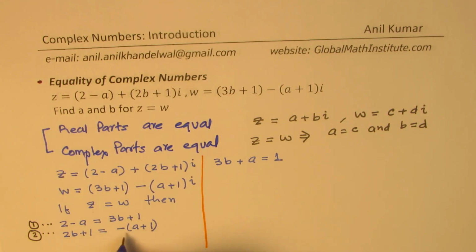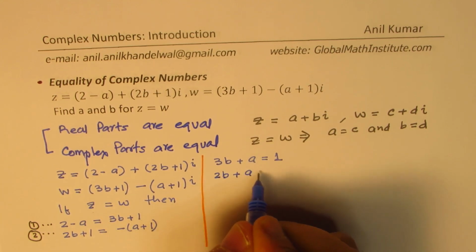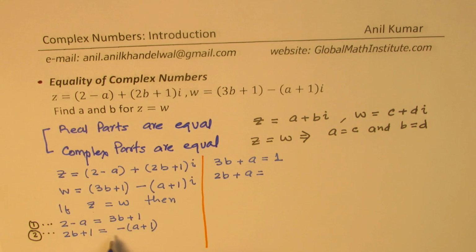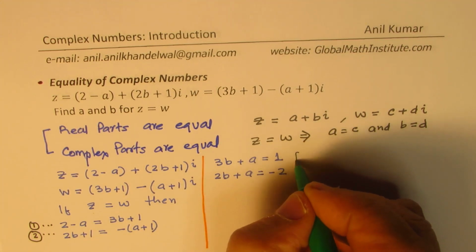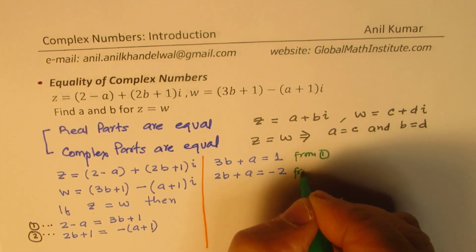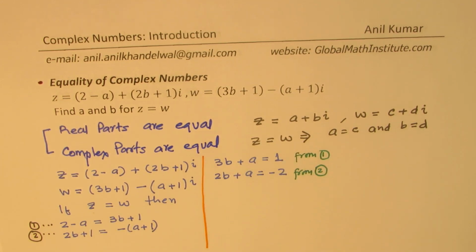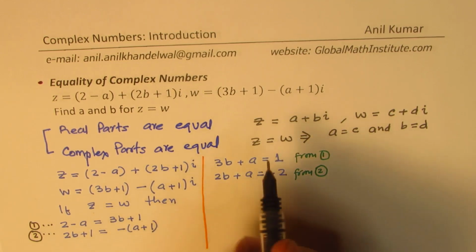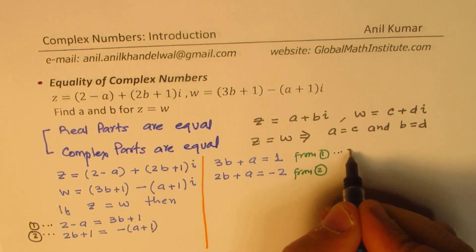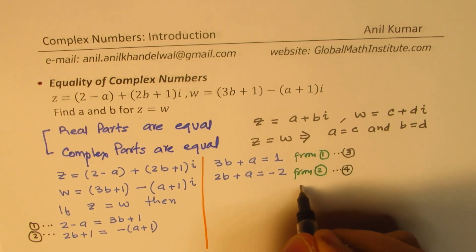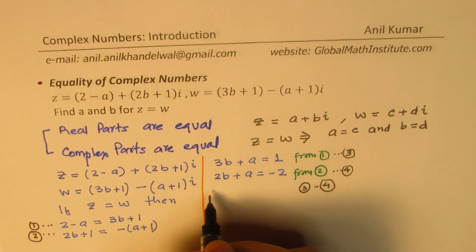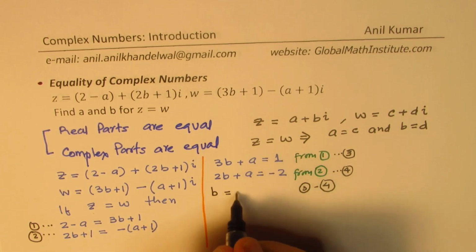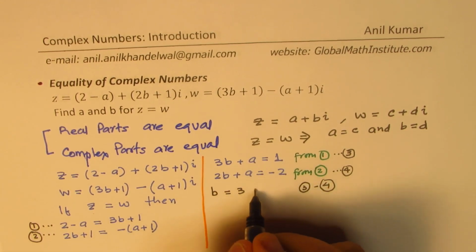And from the second equation, we get 2B plus A equals 2, taking 1 to this side, minus 1 is minus 2. Correct? So as you can see, we get these two equations, right? This is from 1 and this is from 2. Now, to solve them, let's call these our equation 3 and 4. So if I do equation 3 minus equation 4, what do I get? If I do 3 minus 4, I get B, A and A is 0, right? We get 3 minus 2, which is 1. So we get B equals to 1. So let's call this our equation number 5.